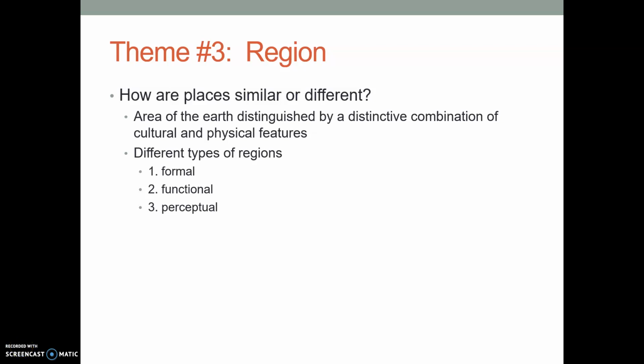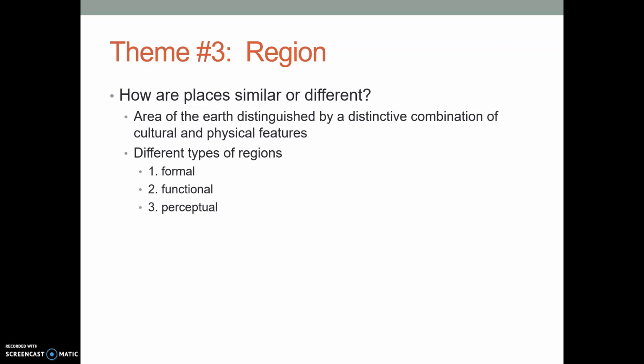All right, so the third theme that we get to look at is this idea of region. Again, we see a themed question: how are places similar or different? That's the essence of a region. For something to be considered a region, there has to be something in common with either the people or the physical geography there, or probably both. So when we see this thing that says a region is an area of Earth distinguished by a distinctive combination of cultural and physical characteristics, that's exactly what it's saying: they have similar physical features and the people have something in common as well.